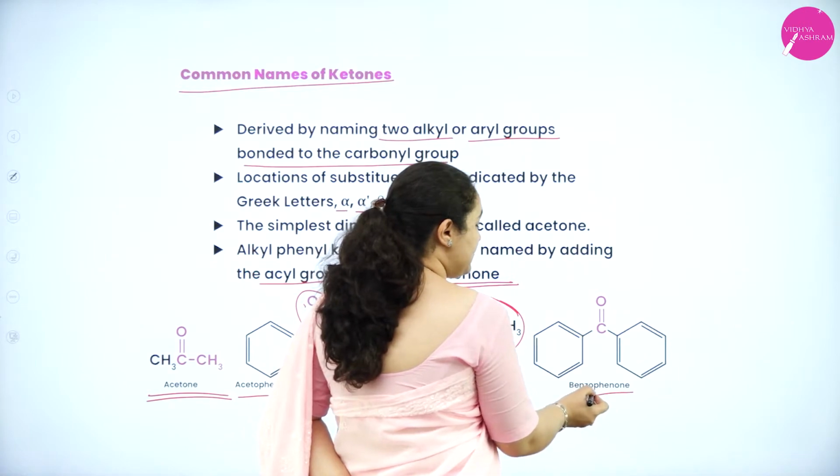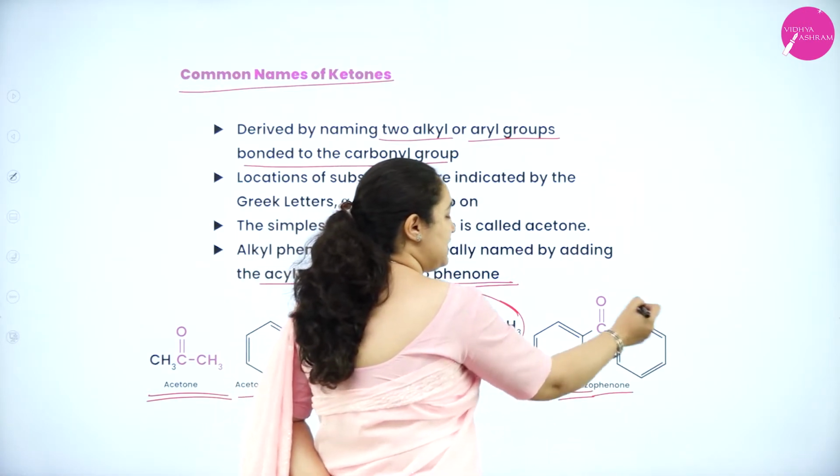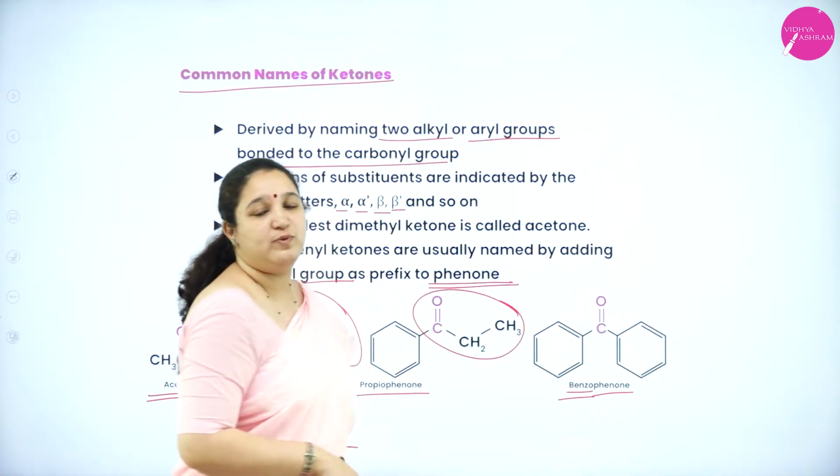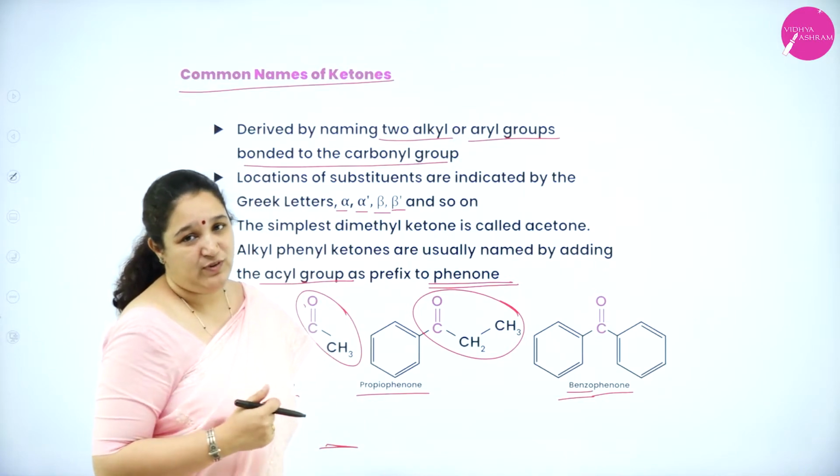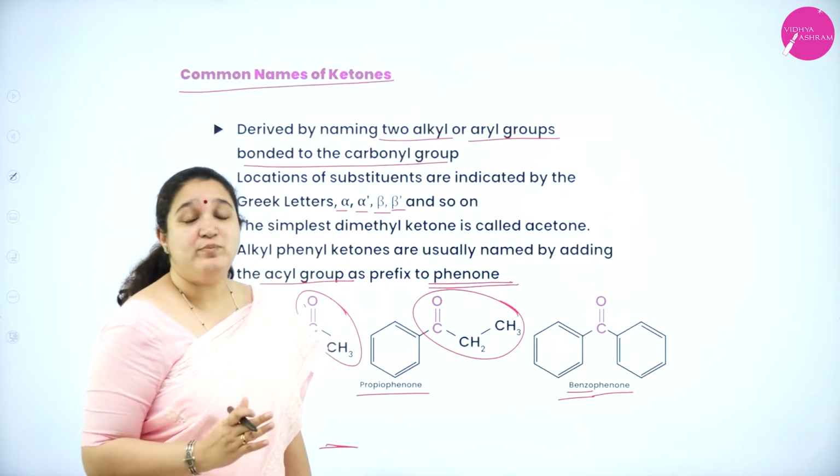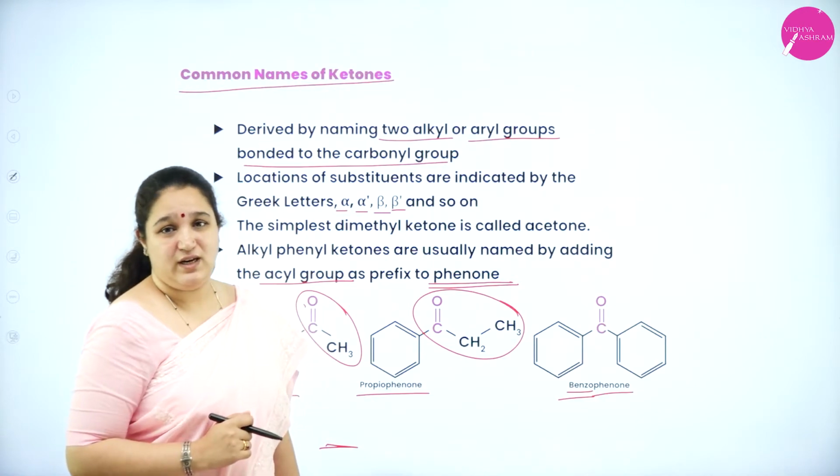So what we write is benzophenone. So benzene group with the phenone group, we call it benzophenone. So this is the common method of naming the ketones.